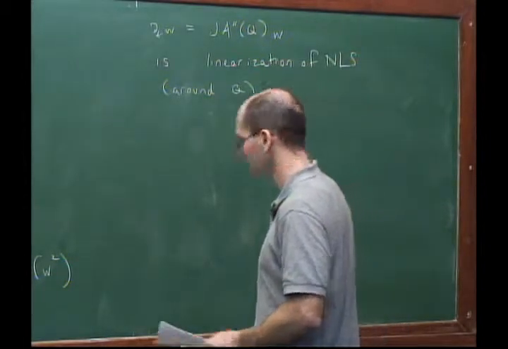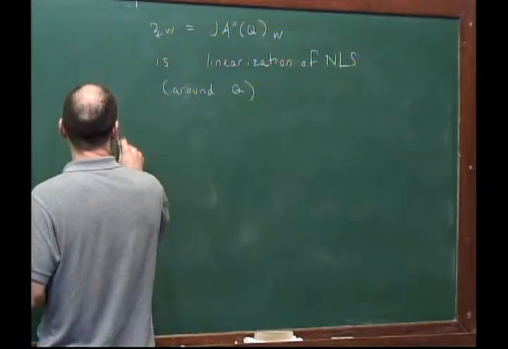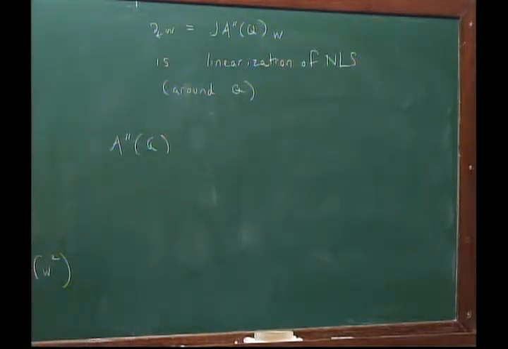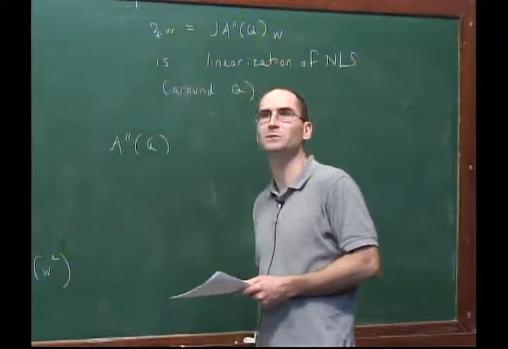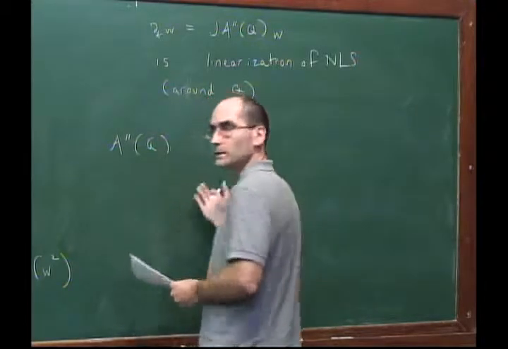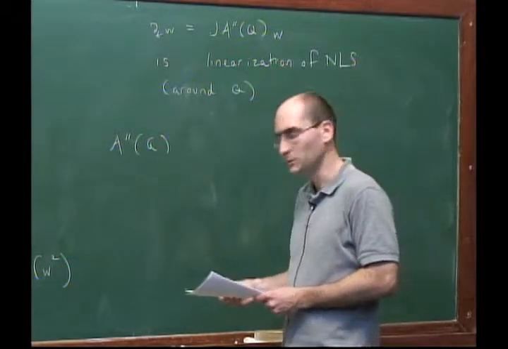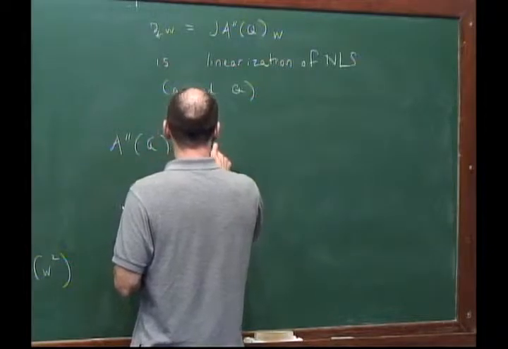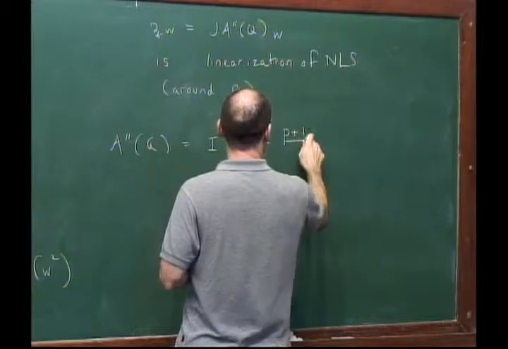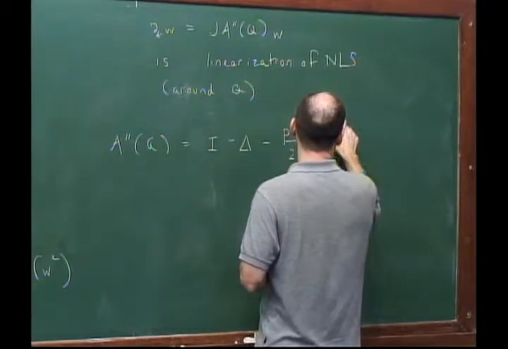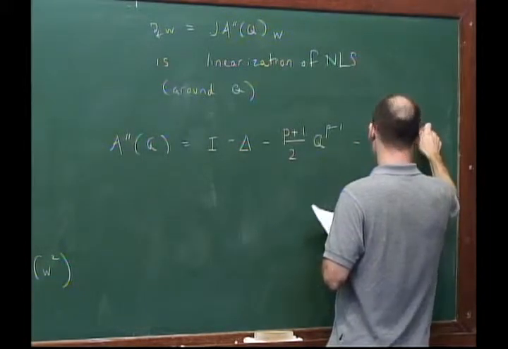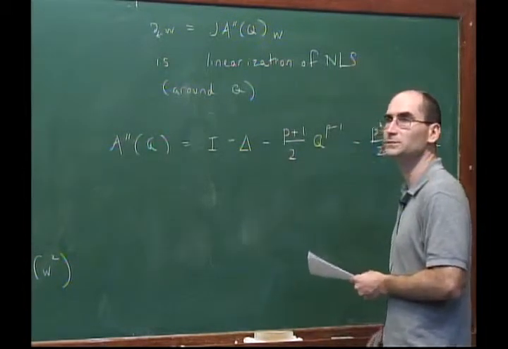So what is A double prime of Q? Well, A double prime of Q is M double prime plus H double prime, and I wrote down H double prime before. When you plug in u equals Q, Q is real valued, so that actually simplifies the H double prime a little bit, and so you get A double prime is the operator identity minus Laplacian minus (p plus 1) over 2 Q to the p minus 1 minus (p minus 1) over 2 Q to the p minus 1 times complex conjugation.